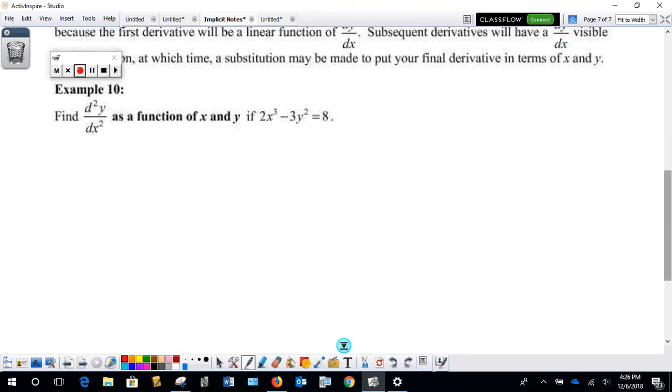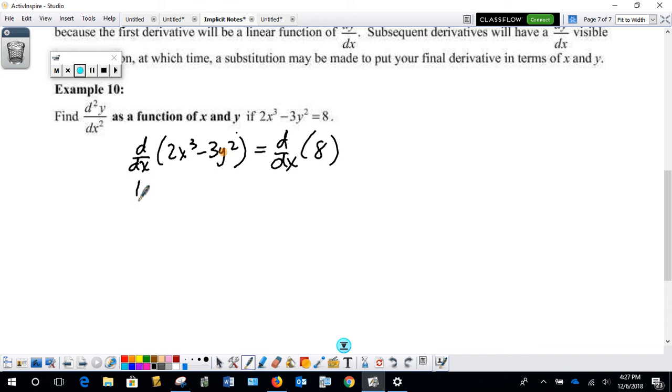Example 10. Notice they have asked me to find the second derivative. So to find the second derivative, I first have to find the first derivative. So I'm going to start the problem. The derivative with respect to x, 2x cubed minus 3y squared. The derivative with respect to x of 8. Take our derivative. Here's my implicit, going to be on that y right there. So it would be 6x squared minus dy dx, derivative of the inside, times 6y equals 0.